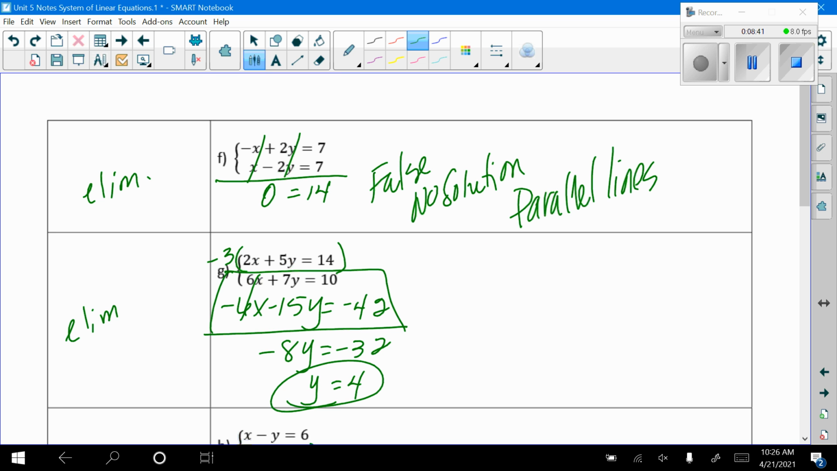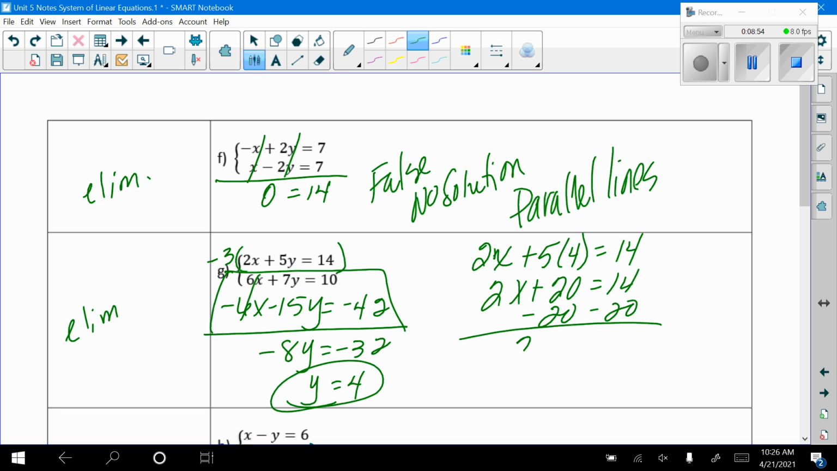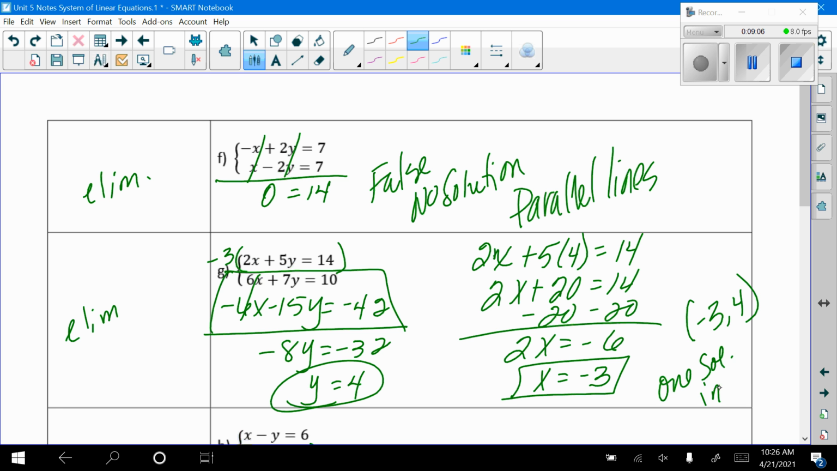Plug it back in. 2x plus 5 times 4 equals 14. 2x plus 20 equals 14. Take away 20 on both sides. 2x equals -6, so x equals -3. And so I get -3, 4. Again, you can pause me at any time. One solution, intersecting.